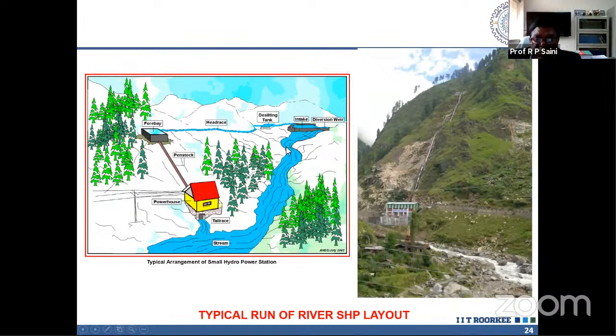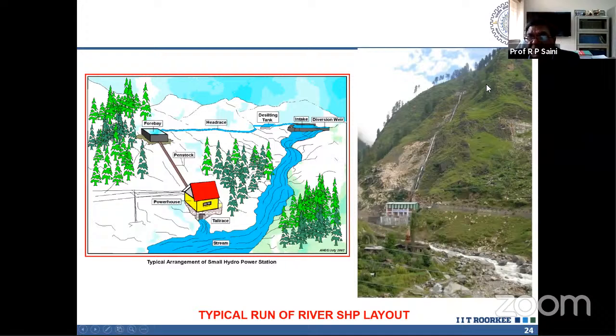That natural stream may have a huge quantity of water, and you cannot use the total discharge. Depending upon your plant capacity, you can divert the water from the upstream. Then it goes to a forebay tank, and from there you immediately transport the water through a penstock, with the turbine inside there. So this is the typical layout.